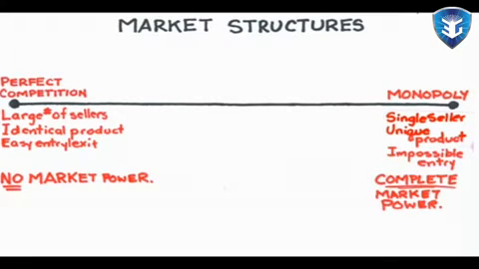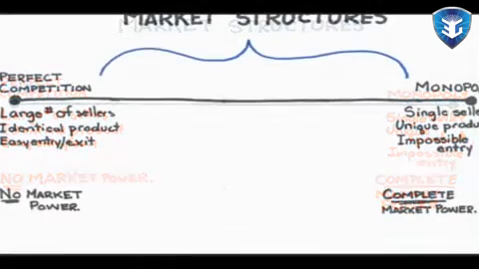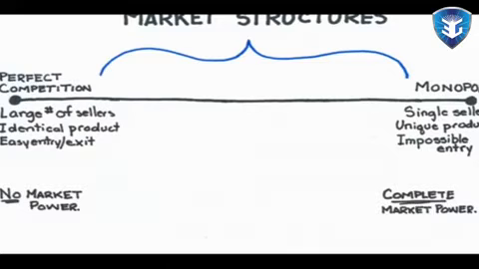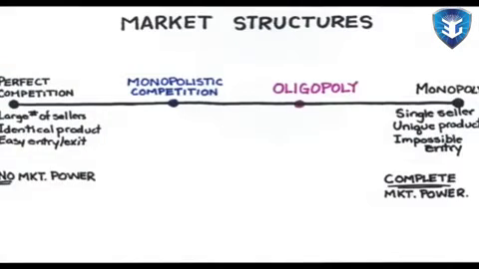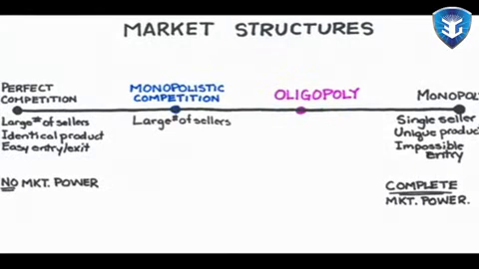Are there other structures? Sure. In fact, most real-world industries will fall somewhere in the middle ground, not at the theoretical extremes of perfect competition or monopoly. Two of these mid-range structures are monopolistic competition and oligopoly. A monopolistically competitive structure is still competitive, so there's still a lot of producers.